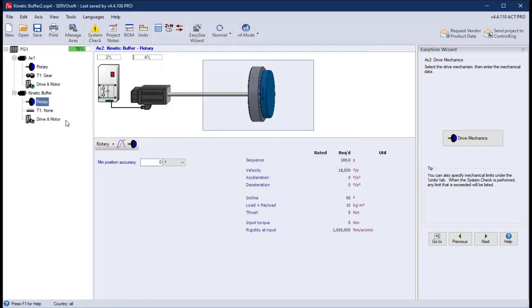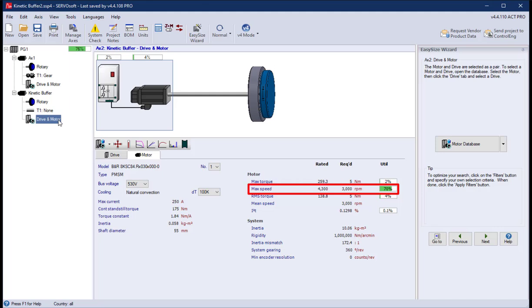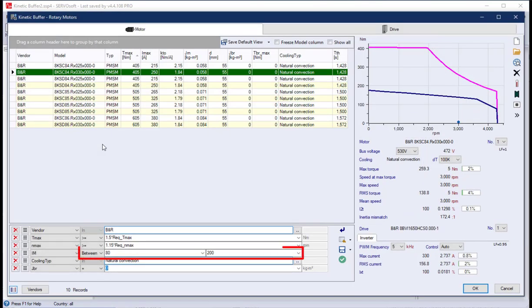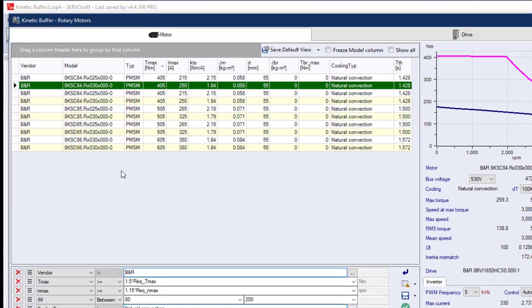For speed, we want something above 3500 RPM, where the motor does not need field weakening at 3000 RPM. And for inertia mismatch, we can start somewhere between 80 and 200 to 1, and then resize the motor and drive later as needed. Normally, such a high mismatch makes it difficult to control the load, but being a direct connected flywheel, this high of an inertia mismatch is controllable. So I'll set these filters and then choose this motor.